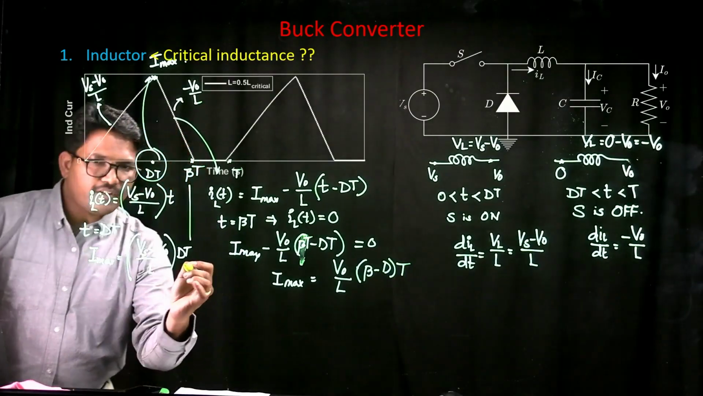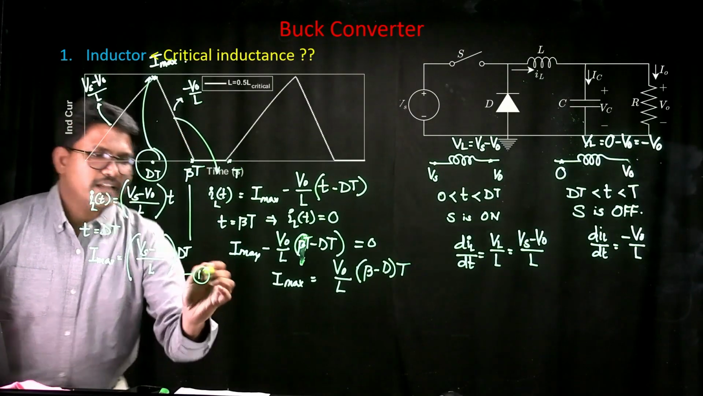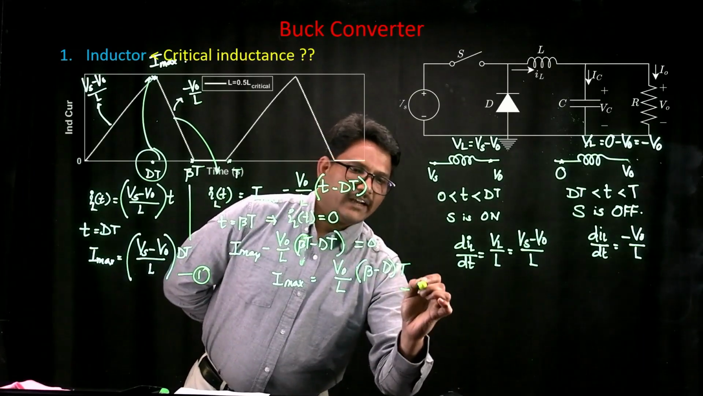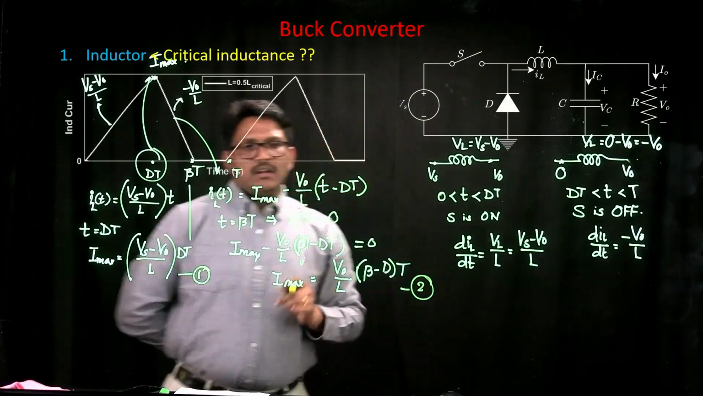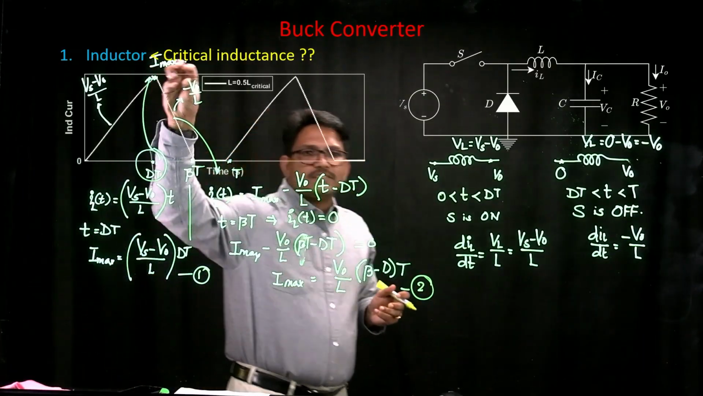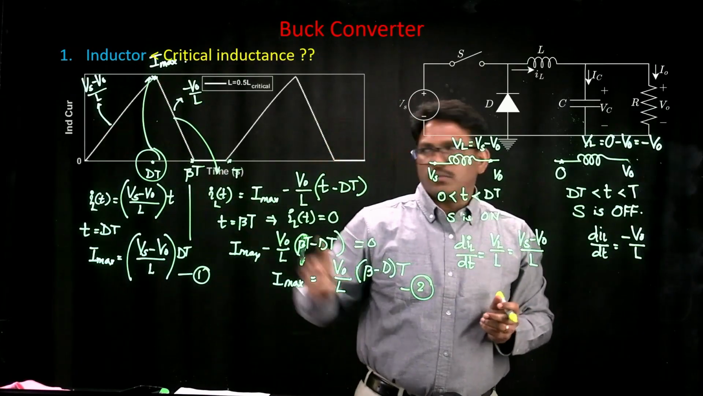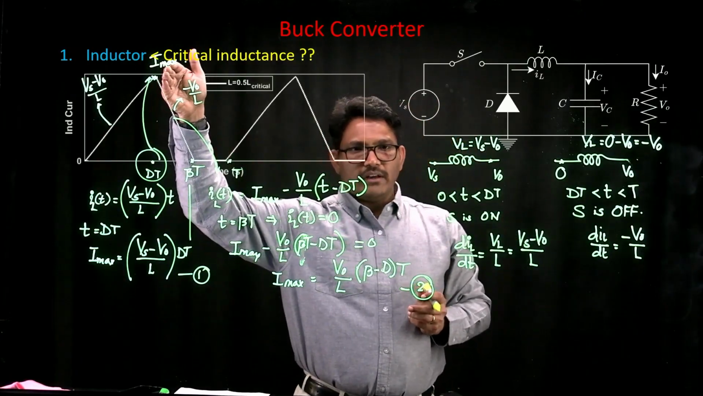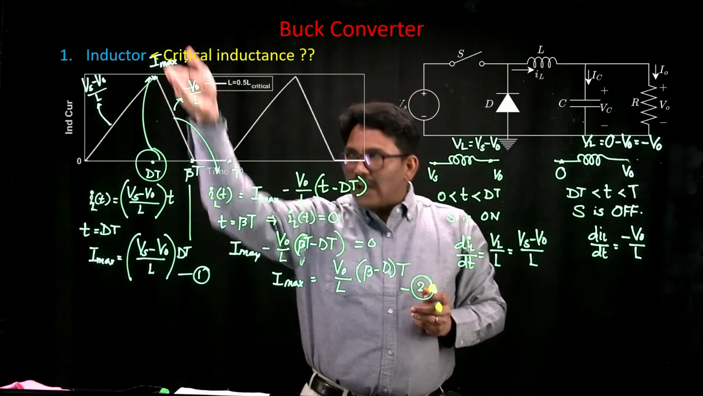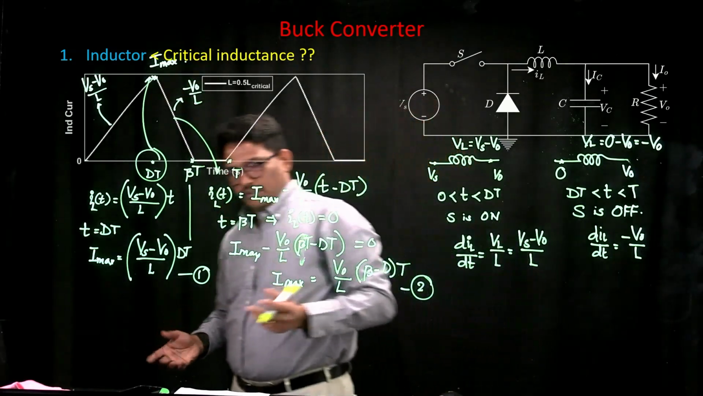So this is your first way of getting your Imax. This is your second way of getting your Imax. Now both are the same. The maximum current is the same in both cases. So you end up with the maximum current when you turn on your switch, and you start from the maximum current when you turn off your switch.